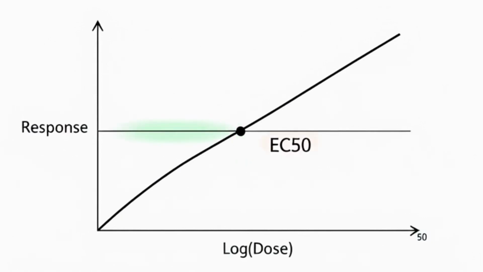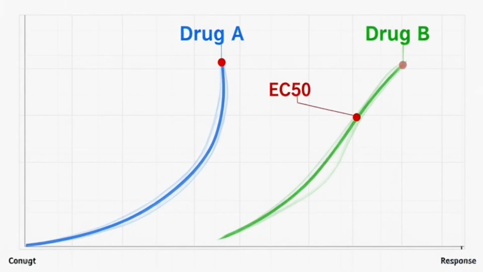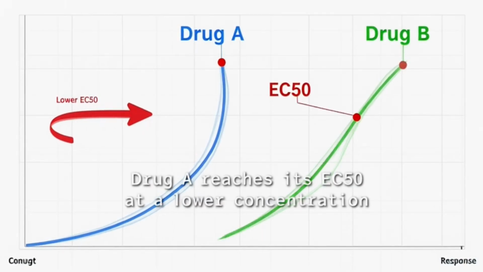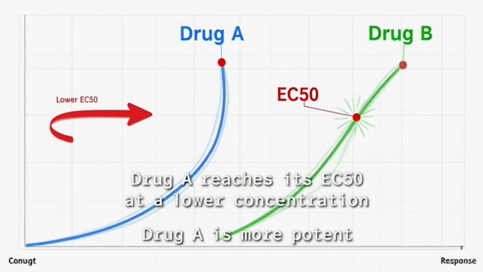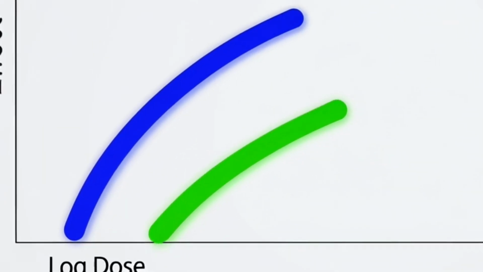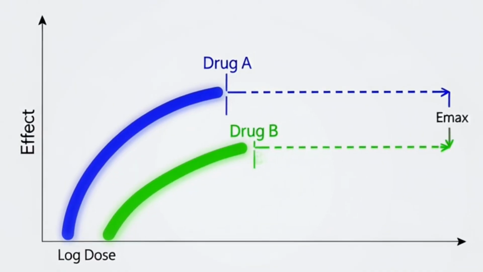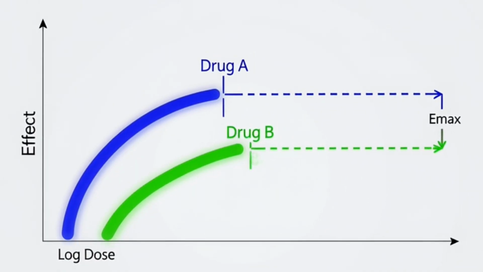Let's say we're comparing two drugs, drug A and drug B. If drug A reaches its EC50 at a lower concentration, that means less of it is needed to get the same effect. So drug A is more potent. But potency isn't the whole story. Look at the top of each curve. That's the Emax, the maximum effect a drug can produce no matter how much you give.